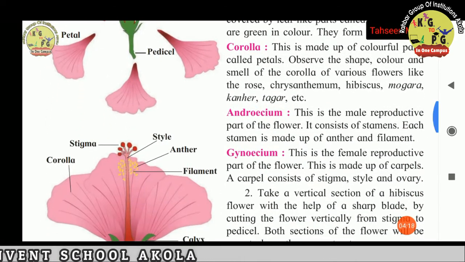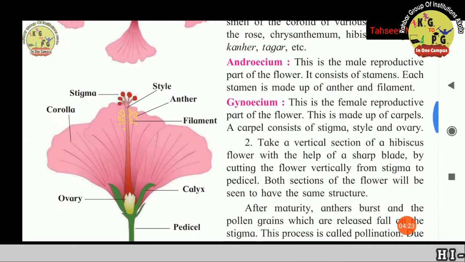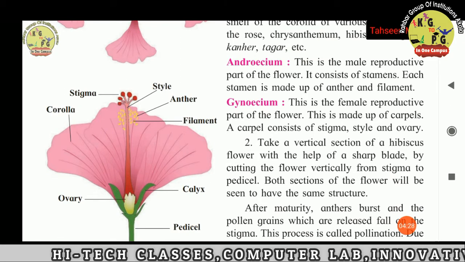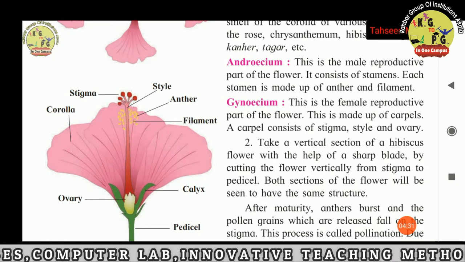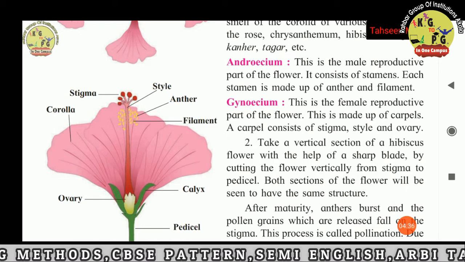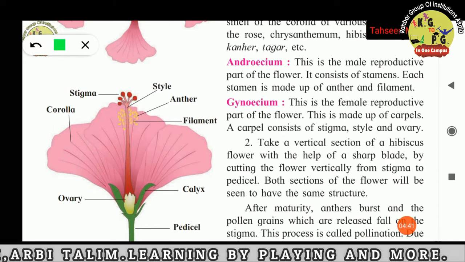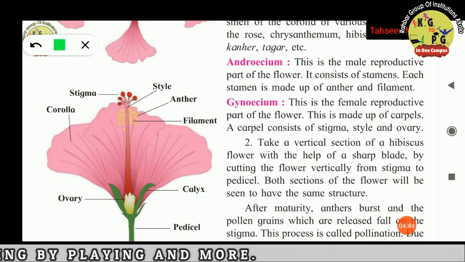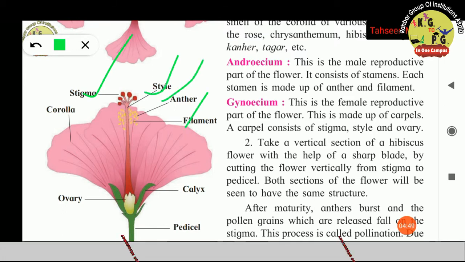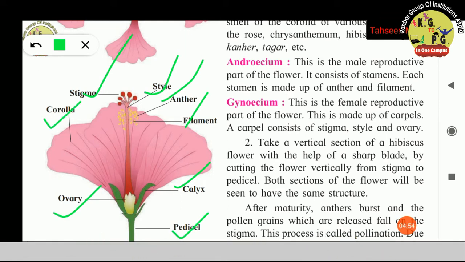This is the hibiscus flower, and here the different parts like pedicel, petals, anther, stigma, etc. Now next part is androecium. This is the male reproductive part of the flower. It consists of stamens. Each stamen is made up of anther and filament. Yes, this is a complete flower. Stigma, style, anthers, filament, calyx, pedicel, ovary and corolla.